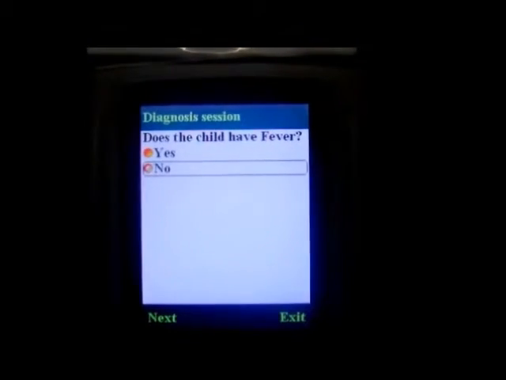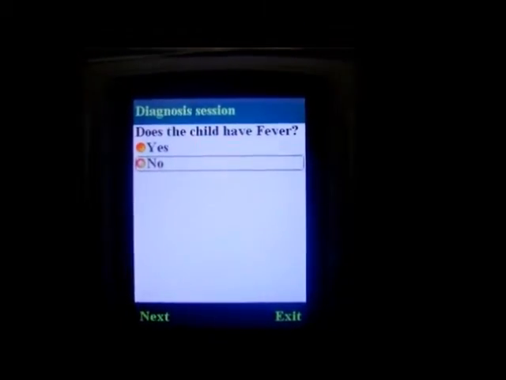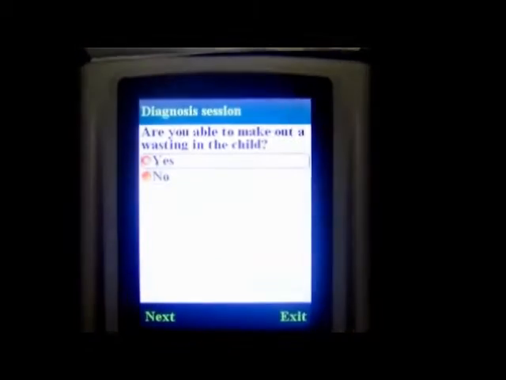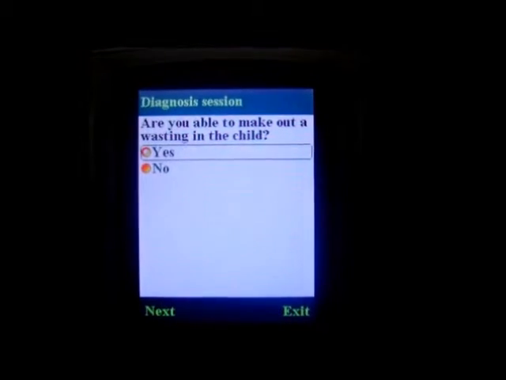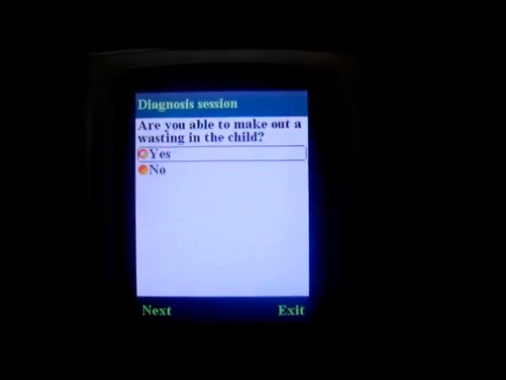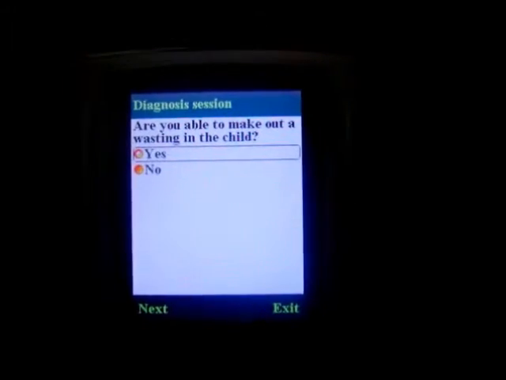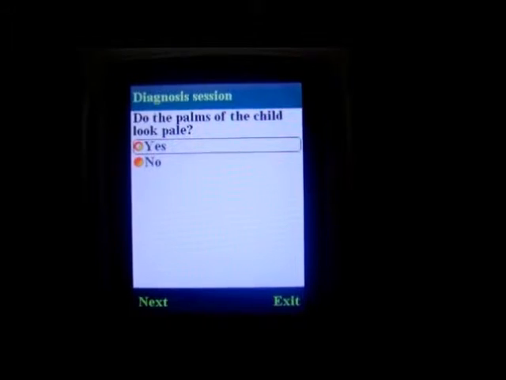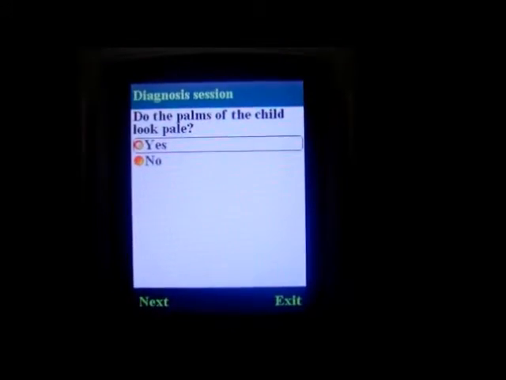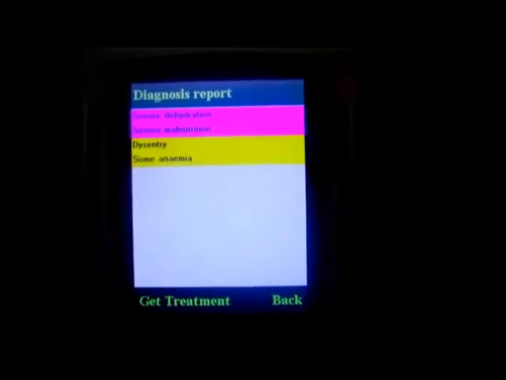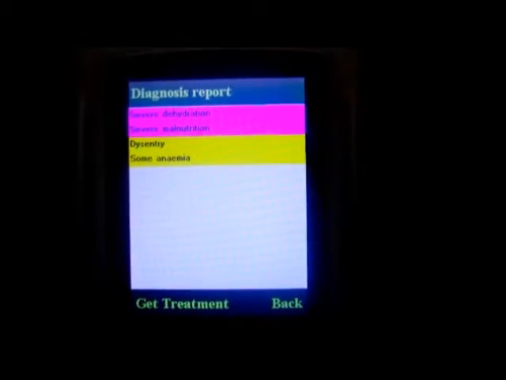The next thing that the device does is it assesses the child for fever. Say in this case, the child does not have fever. The next set of questions are directed towards the assessment of malnutrition. The village health worker can make out a visible wasting in this child. There is an edema evident in the feet. On inspection of the palms, they look pale. The device processes the data into a vital diagnosis of a possible malnutrition.